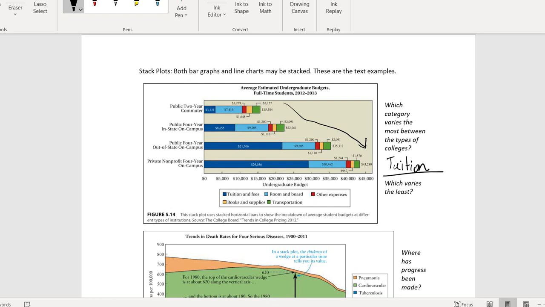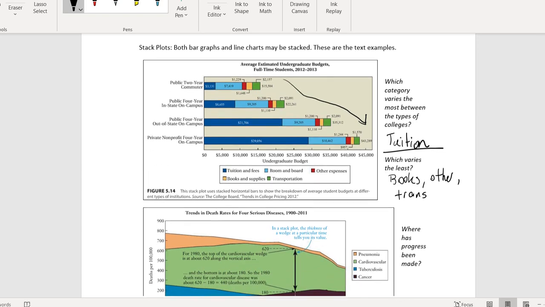Okay. However, where they vary the least would be books, other expenses, and it looks like transportation. Okay, room and board, it's kind of in the middle. I mean, the difference between 7,000 and 10,000 is pretty big. But yeah, so we were able to get this information really quick.